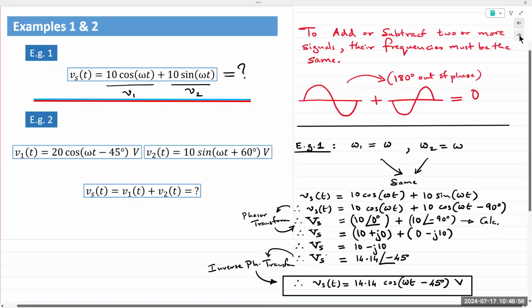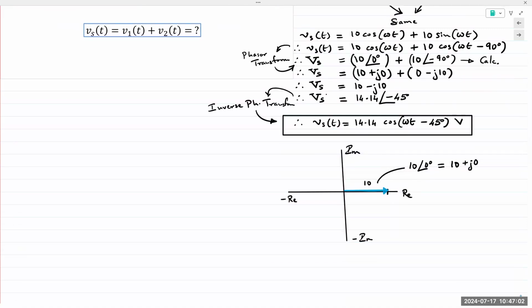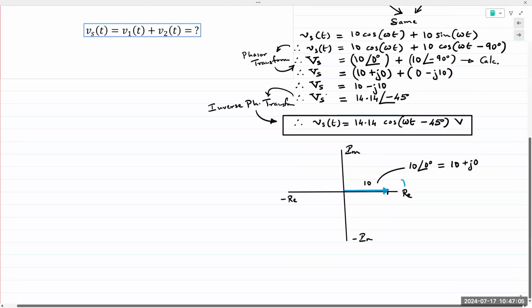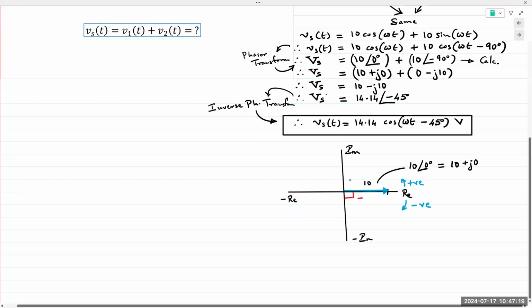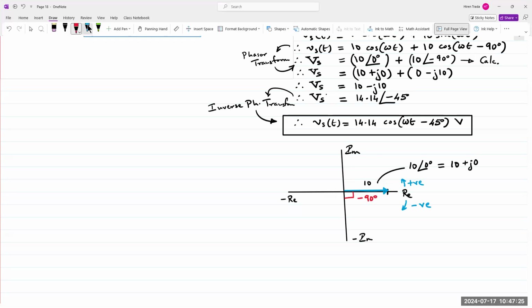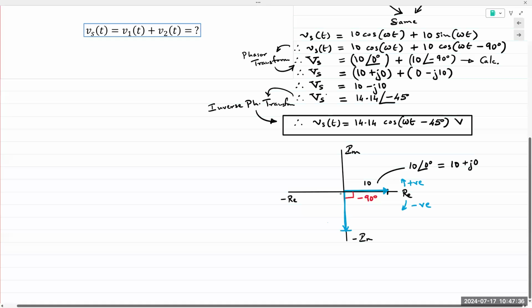Let's take a look at the second quantity. The second quantity is 10 with an angle of minus 90. Minus 90, remember, if you go counterclockwise, it's a positive angle. If you go clockwise, it's a negative angle. So minus 90 means I have to go clockwise. So my vector number 2, minus 90, points straight down on the imaginary axis with a length of 10.